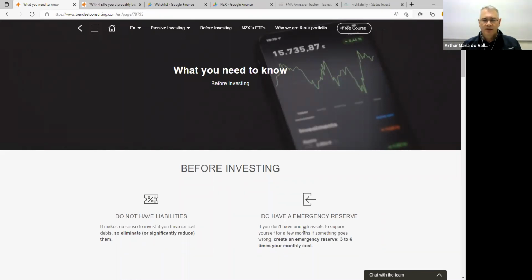The second main thing here is do not invest if you don't have an emergency reserve. So what is that? Let's say, what if you lose your job? What if you get sick? What if someone in your family has an accident? So you need to have some money quickly available to cope with those expenses. So an emergency reserve that we recommend here is to have at least 3 to 6 times your monthly cost, so you can deal with those situations, okay?